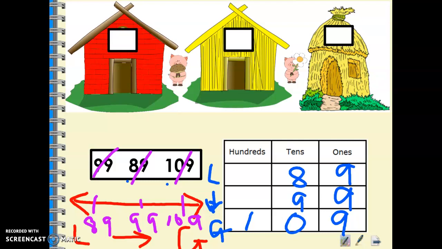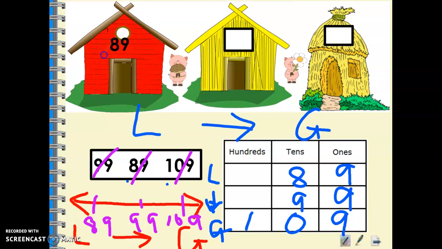So let's check to see if we got that correct on the house. We want least to greatest. So let's see. We said 89 is our least. Yes, good job. Our next number up is 99. All right, way to go. And then finally, greatest is 109.